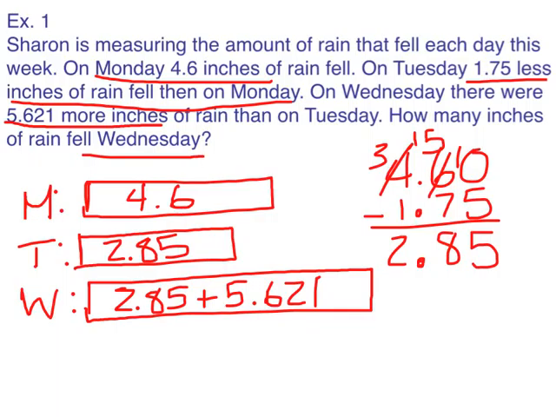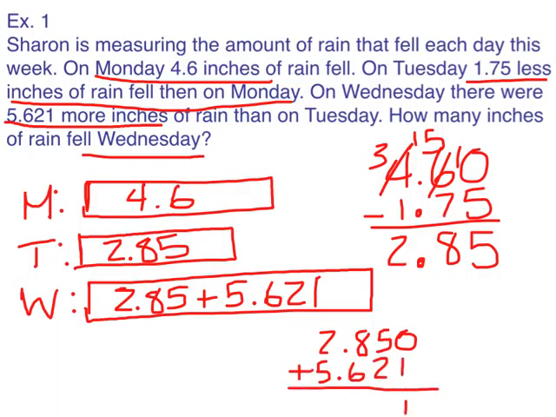When I add those two numbers, I line up the decimals. One, 7, 14, and I find that 8 471 inches of rain fell on Wednesday. So remember, when you solve a multiple step problem like this, solve for Monday, solve for Tuesday, solve for Wednesday. Find all of the values you need before answering the question.